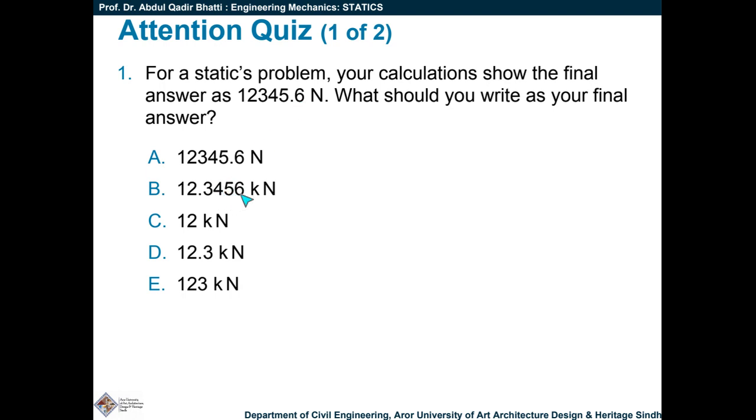It is also correct, but in the engineering calculation, we will not use this. A is the same, so it's also wrong. It's not wrong, but it will not be the answer. 12 means after the decimal we don't have any value, so this will also not be the answer. Okay, 12.3 kilonewton.